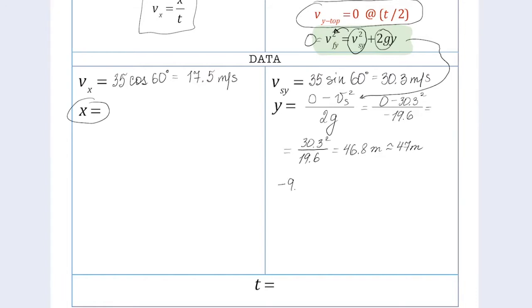Negative 9.8, which is acceleration, equals, the formula calls for Vf minus Vs, final minus starting. Final is 0 at the top. At halftime, 30.3 divided by t. When I'm looking for something in the denominator, I can just swap like this and get t equals, I can keep minuses or I can drop them. 30.3 divided by 9.8, 3.09 seconds, which I can round to 3.1.